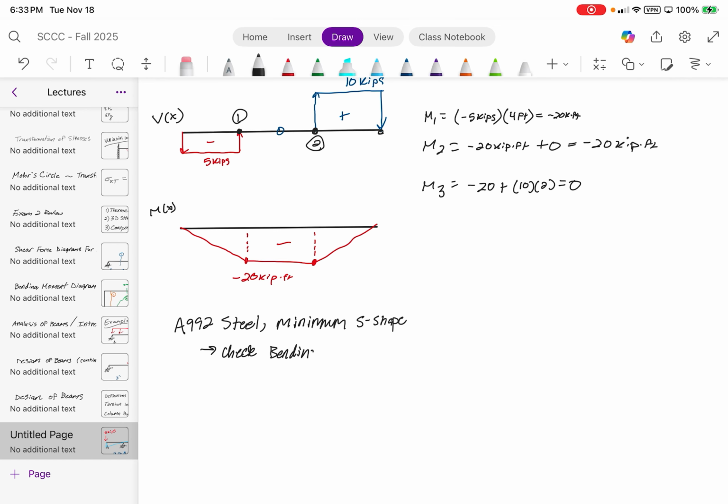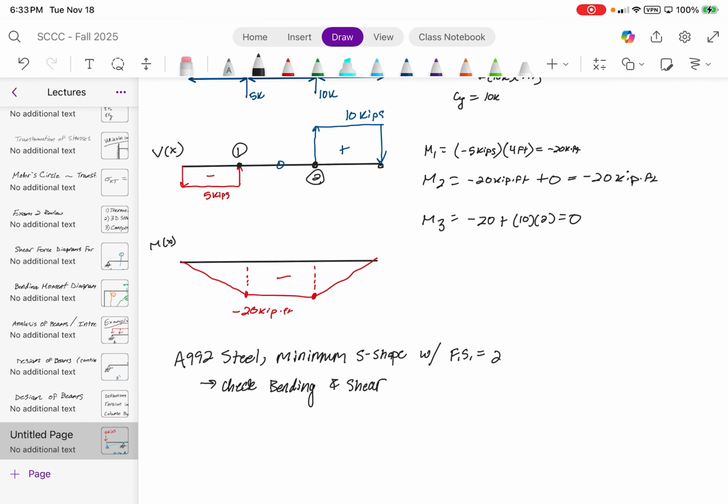Check bending and shear. And assume a factor of safety of, I don't know, Emily, give me a factor of safety. 2. All right. I'll give you guys 10 minutes to do this problem. You can tell me what the minimum factor of safety is. And remember the shape I said. Don't be looking at the W-shaped table or the steel angle table.